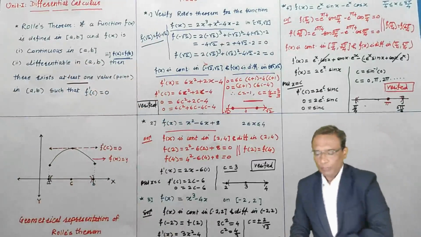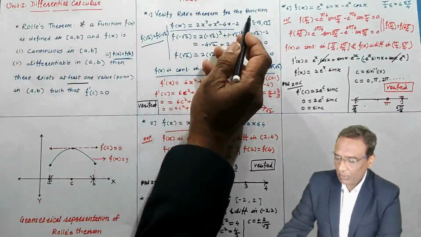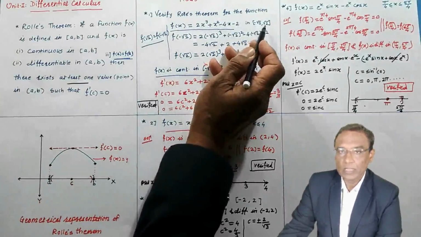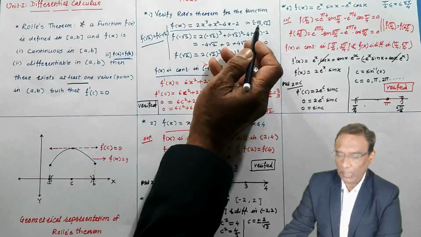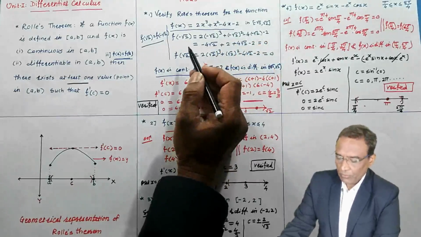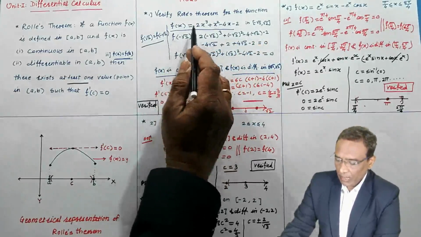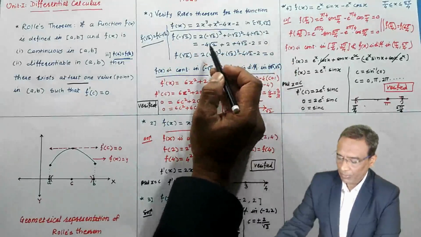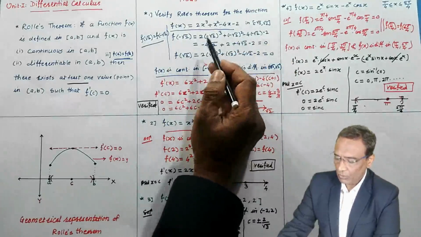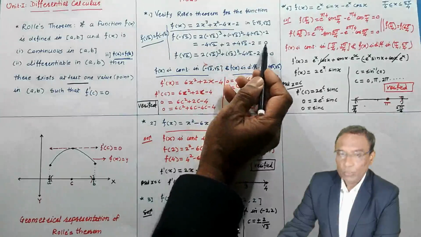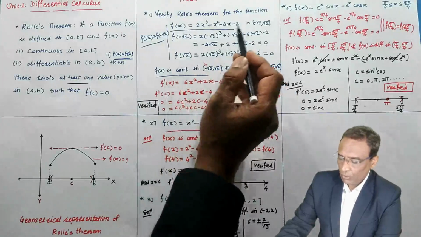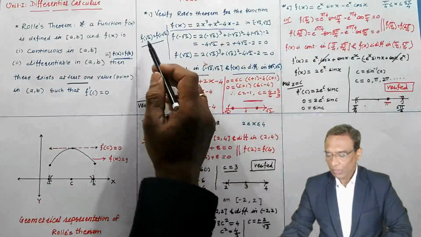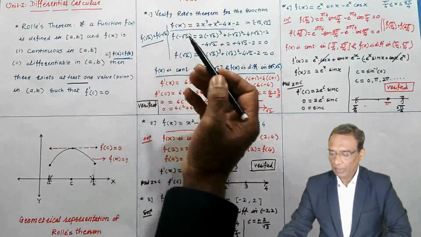Now, the first problem: verify Rolle's theorem for the given function. This function is defined in the interval minus root 2 to root 2, which is a closed interval. Our first job is to find f of minus root 2 and f of root 2, that is f(a) and f(b). Putting x equal to minus root 2 and calculating, it comes to be 0. Putting x equal to root 2 and calculating, it is again 0. So f(a) equal to f(b).